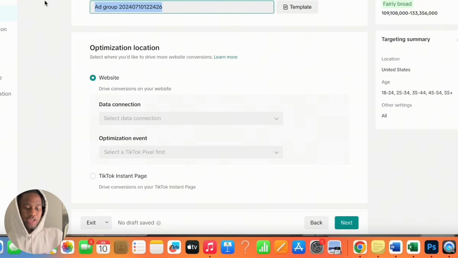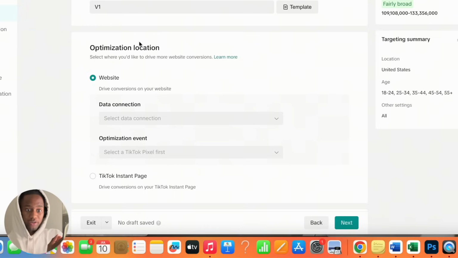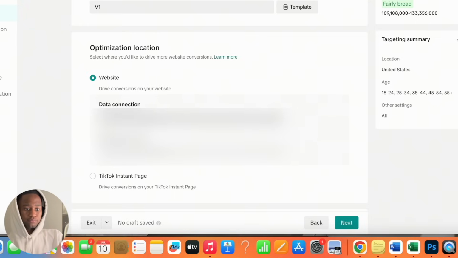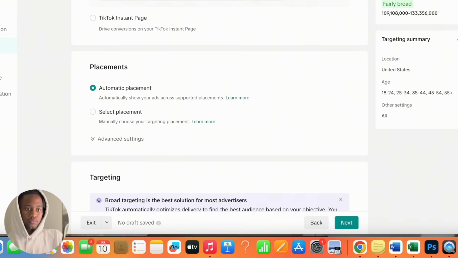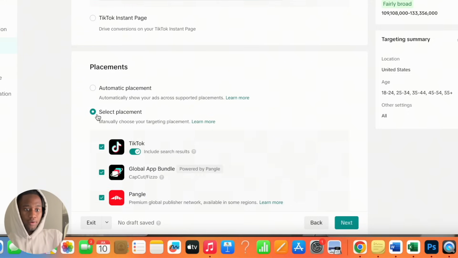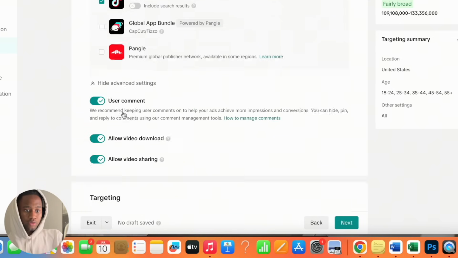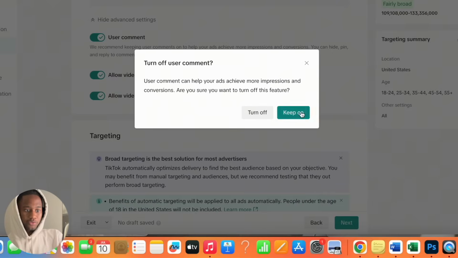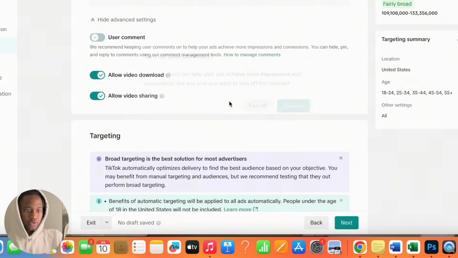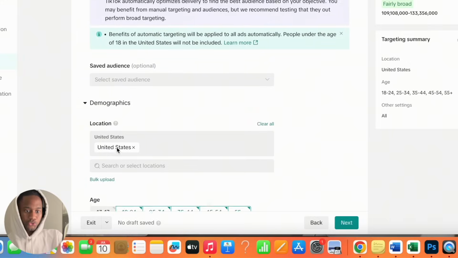Then I just named this video 1, because that's what I was testing. Each ad group, remember, was going to have one video, one creative, one ad. Then when I set this up, I put in my pixel. And then I put in the optimization event, which is going to be complete payment. Then when it came to select placement, I got rid of this, and got rid of these two as well. Advanced settings, I switched all of these things off. Maybe I left the sharing, but literally all of these were switched off.